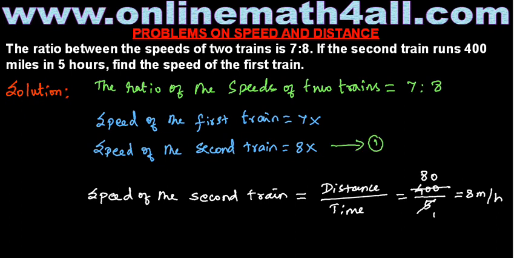And now we got 80 miles per hour. So already we got the speed of the second train in terms of x, that is 8x. Here we got the speed of the second train, that is 80. So equation 1 and 2 mean the same thing, that is speed of the second train. So we can equate them. I'll show you the next step on the next page.